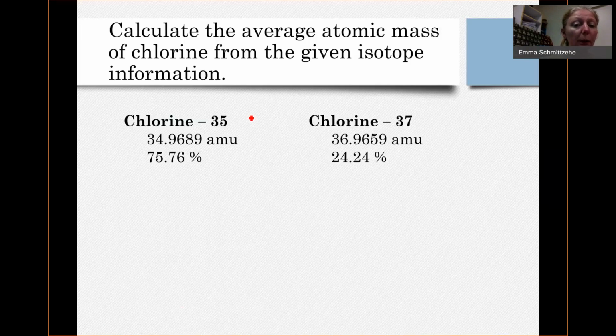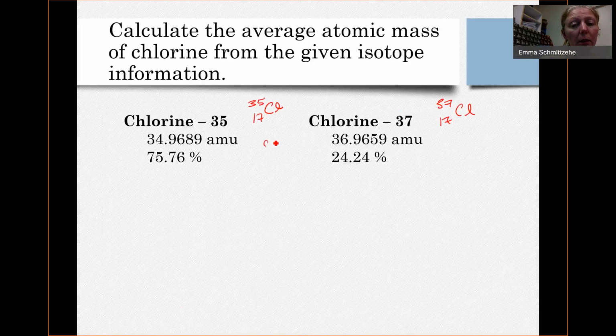Now, you can rewrite these. You could write chlorine 35 as 35Cl and chlorine 37 as 37Cl. You could even put the atomic number there, 17 at the bottom of each of those, and that's saying the same thing. It's the same isotope we're talking about. But what's given here is the atomic masses.